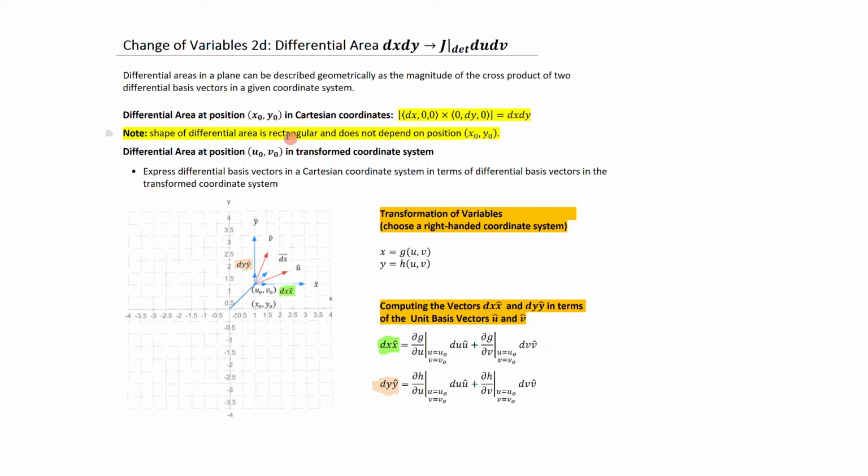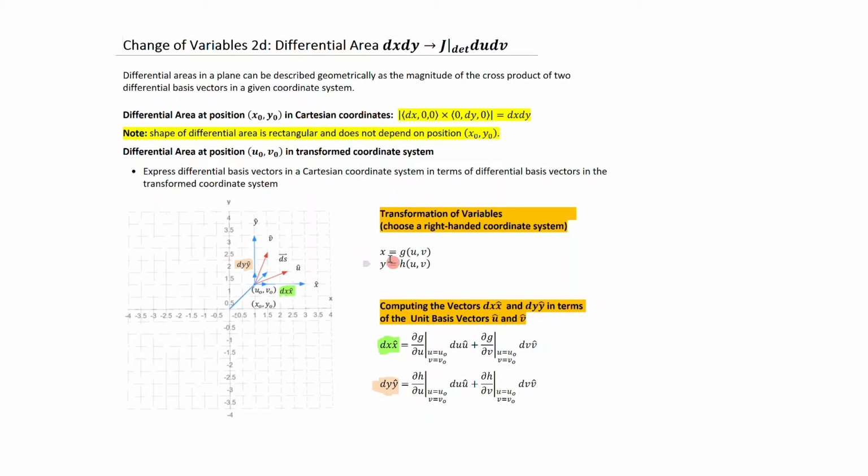Note this area is rectangular as I mentioned, but it doesn't depend on position x naught, y naught. So you can take any point in the xy plane, perform this calculation, and you'll find that the shape remains the same, and you always end up with dx dy. However, let's look at a differential area at a position u naught, v naught, which is in the transform system, and see what happens. So we express the differential basis vectors in a Cartesian coordinate system in terms of differential basis vectors in the transform coordinate system.